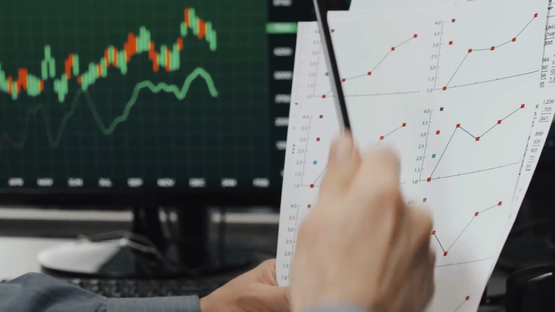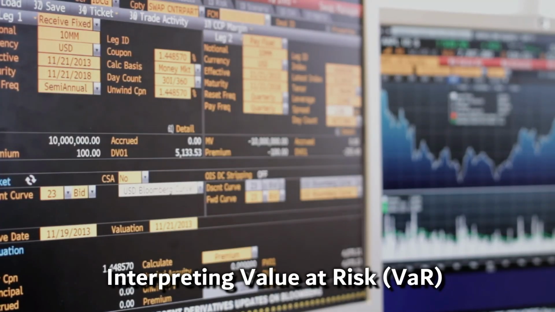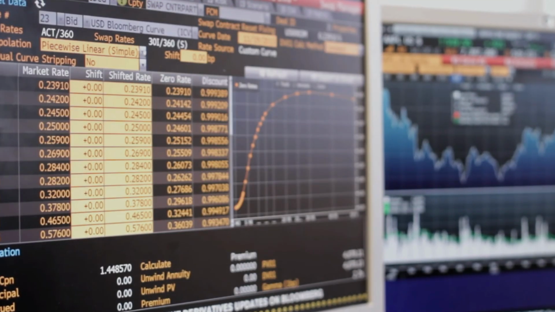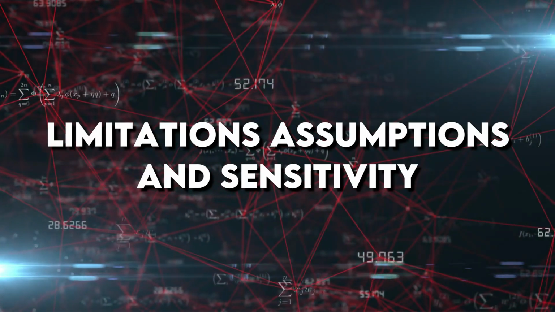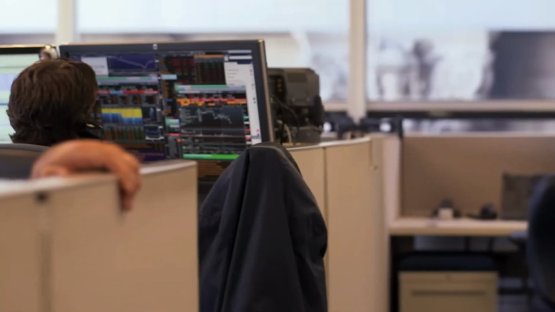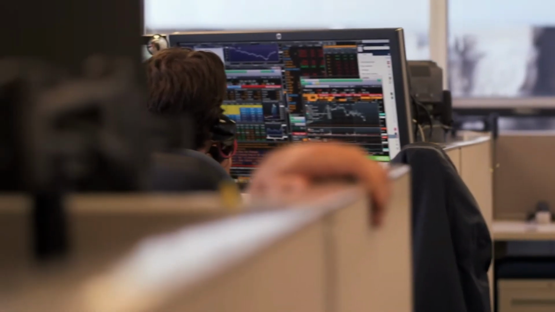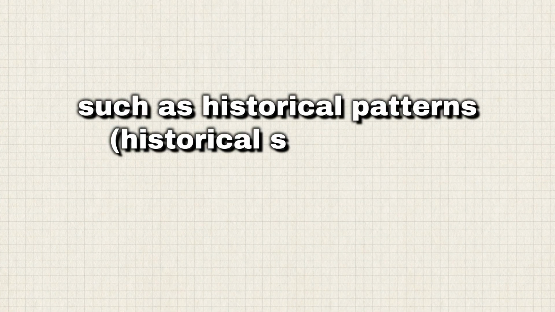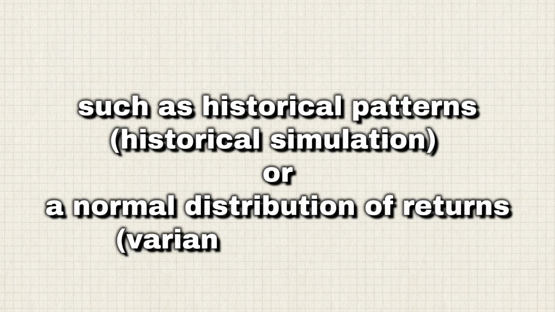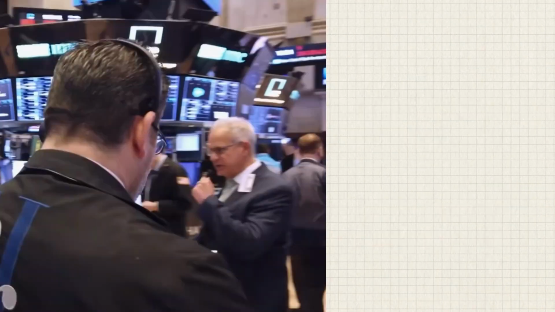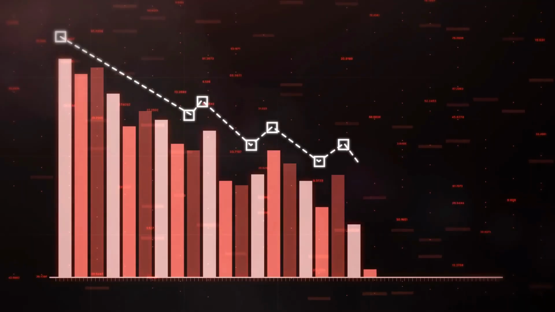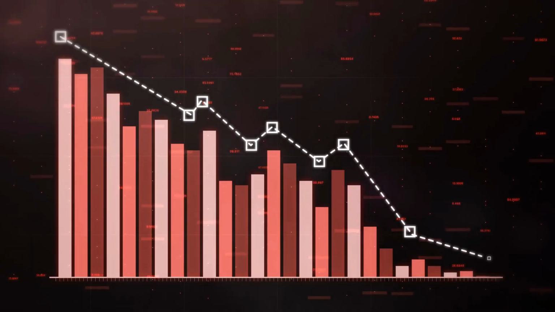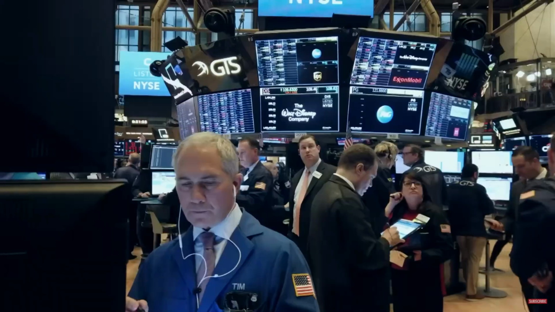Interpreting VAR. Interpreting value at risk. VAR is essential for risk management, but comes with limitations. Limitations, assumptions, and sensitivity. Different methods of VAR rely on assumptions, such as historical patterns, historical simulation, or a normal distribution of returns, variance-covariance. These assumptions may fail under extreme conditions. Tail risk. VAR does not cover losses that exceed its threshold, leaving potential exposure to significant market shocks unaccounted.